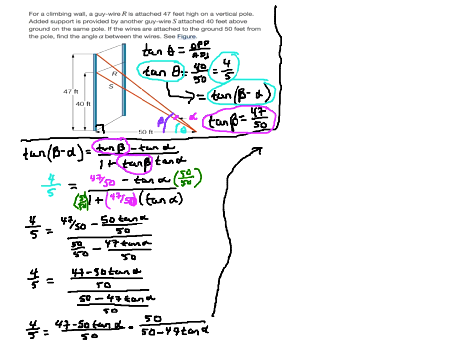Okay, so my 50s divide out down there. At least I don't have to worry about those anymore. And what I end up with is 4/5 equals 47 minus 50 tangent alpha divided by 50 minus 47 tangent alpha.